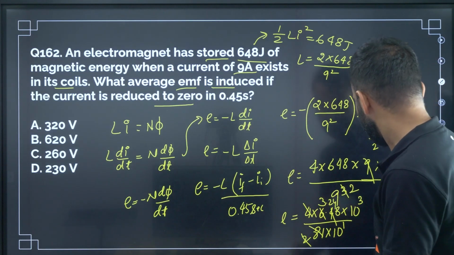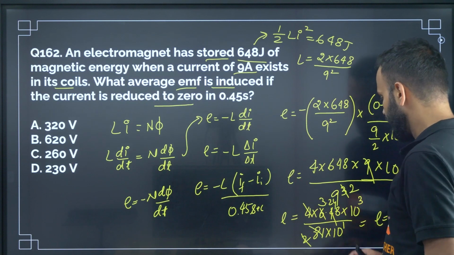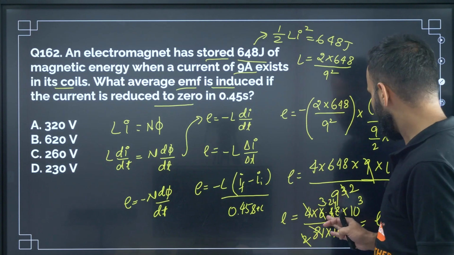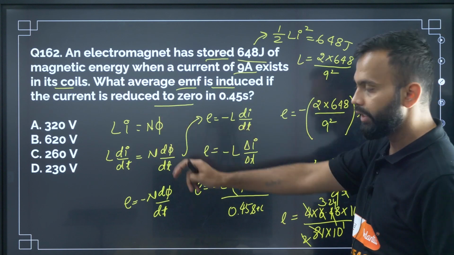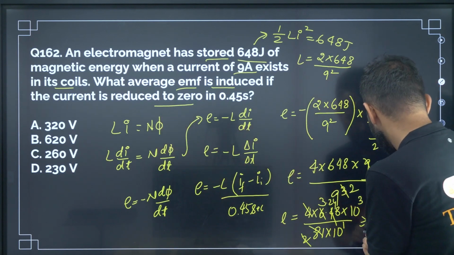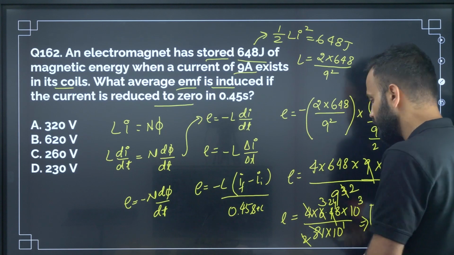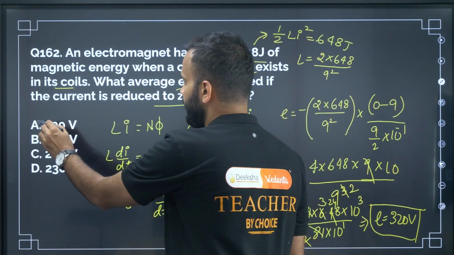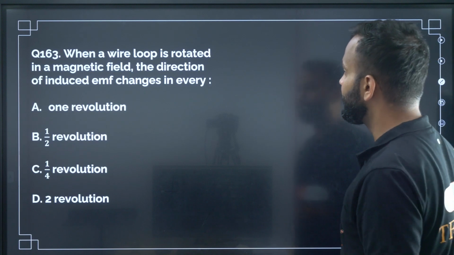Here I am doing a rough calculation. We are getting 324, but in option A they have given 320. So induced EMF E is equal to 320 volt. This is the rough calculation, so option A is the correct answer. Next question, question number 163.